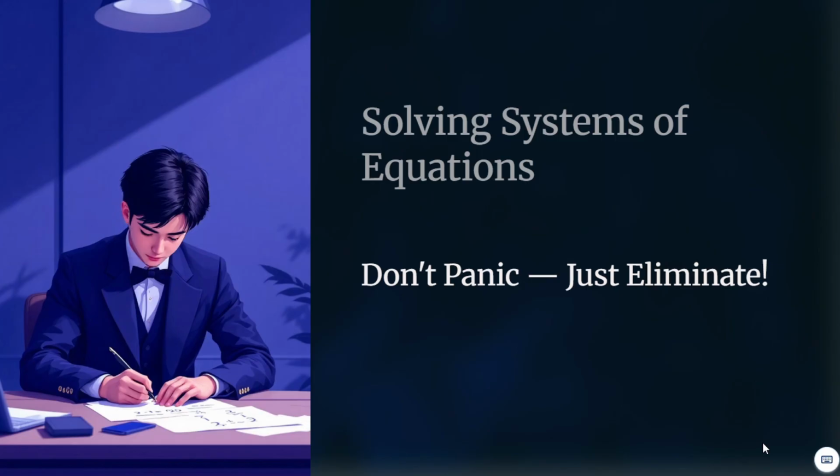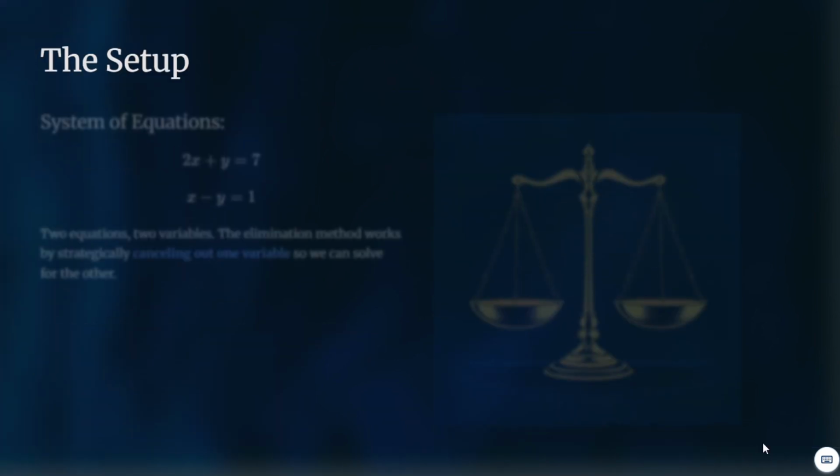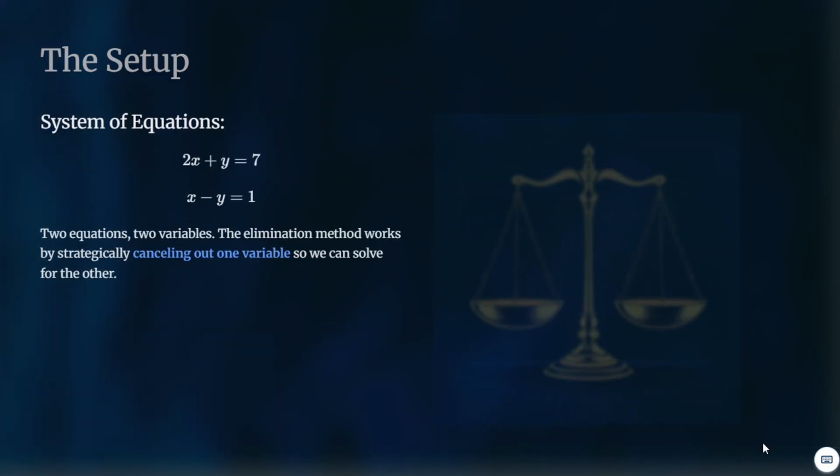Got two equations with two unknowns? Don't panic. In the next few minutes, I'll show you the fastest way to solve them using the elimination method. So if you have two equations, two variables, for instance, here our system of equations is 2x plus y equals 7 and x minus y equals 1. The elimination method works by strategically canceling out one variable so we can solve for the other.